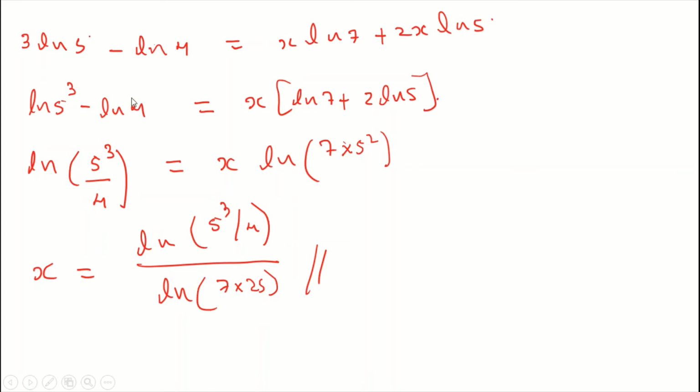So this is again you can apply log rule. Division, minus means division. ln 5 to the power 3 divided by 4 equals x ln 7 into 5 to the power 2. This 2 could be taken in as a power. So this is equal to ln of 5 to the power 3 divided by 4, the whole thing divided by ln 7 into 25. You can use the calculator to get the answer to whatever number of decimals required.